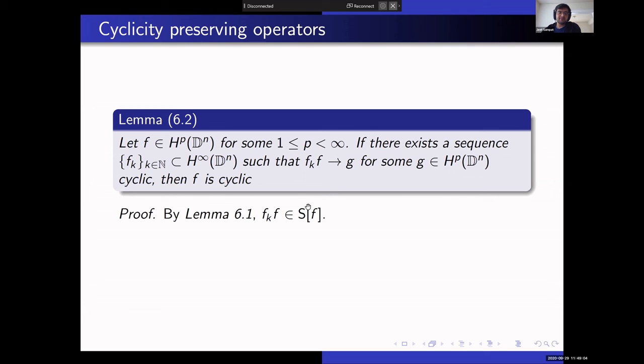And it's kind of simple now because fkf belongs to the shift invariant subspace by the previous lemma. SF is a closed subspace of HP, so the limit of fkf also has to belong to the invariant subspace. And since G is cyclic, F is cyclic, right? Because the shift invariant subspace of G will be a subspace of S of F. So it's kind of obvious that from there, F is going to be cyclic.